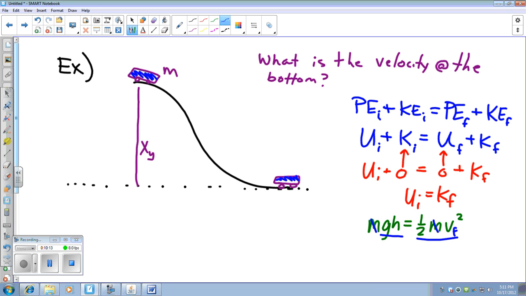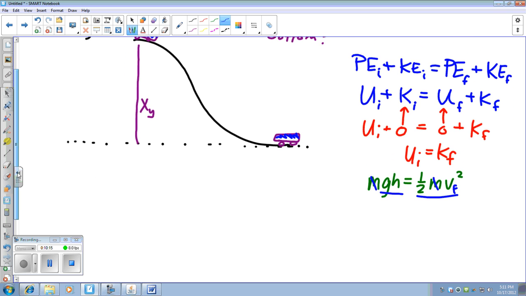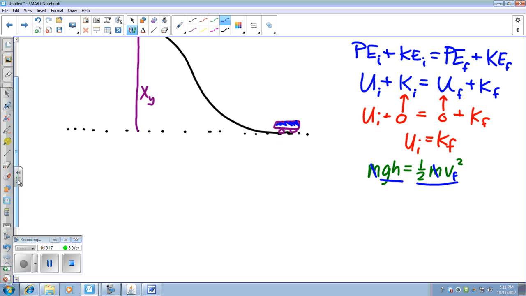I'm going to scroll down just a little bit. We want to solve for the velocity, so we need to get the v alone. So first thing we can do is we can multiply the 1/2 over. So we have 2 multiplied by g times h is equal to v squared, and this is v final, of course. Take the square root of both sides, and now we've got our velocity final is equal to the square root of 2gh.